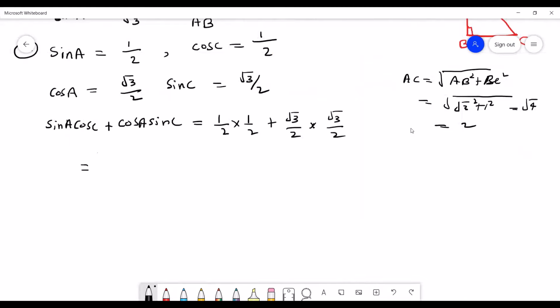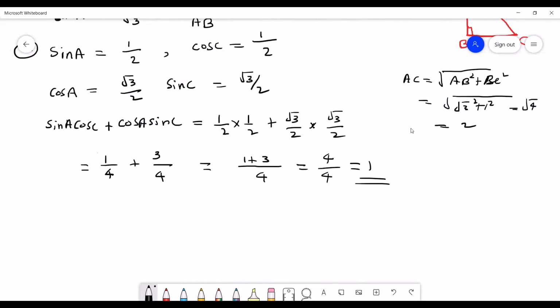So this will become 1 by 2 into 1 by 2 is 1 by 4, plus √3 into √3, we know it is 3, divided by 4. So we can take 4 as common. Here it will be 1 plus 3, so we will get 4 upon 4. That is 1. So the answer is 1.